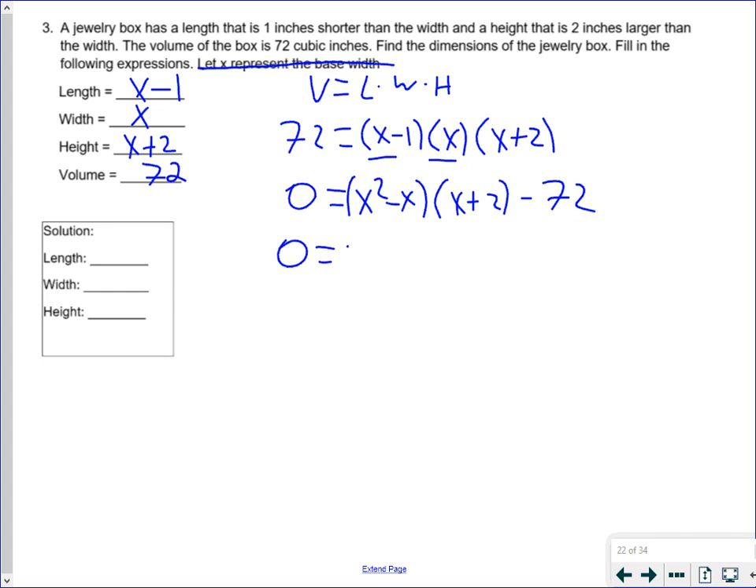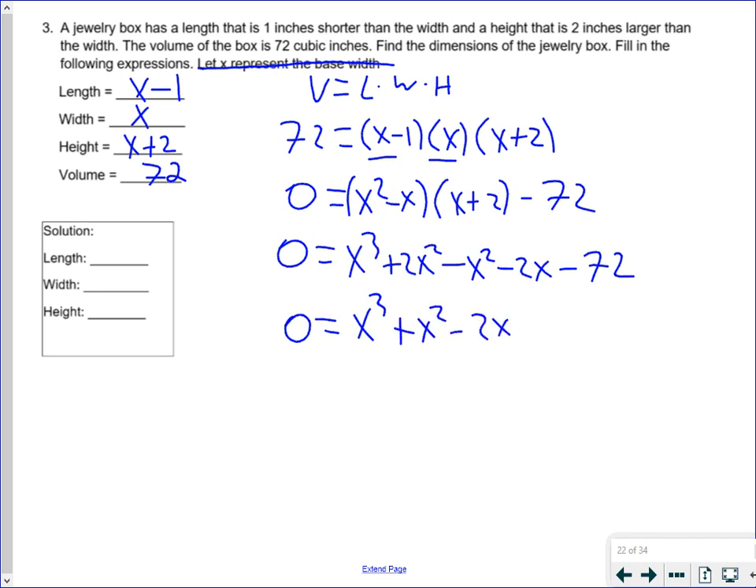So x squared with x is x cubed. X squared with 2 is 2x squared. Negative x with x is negative x squared. And negative x with 2 is negative 2x, all minus 72. We'll add like terms: x cubed plus x squared minus 2x minus 72.